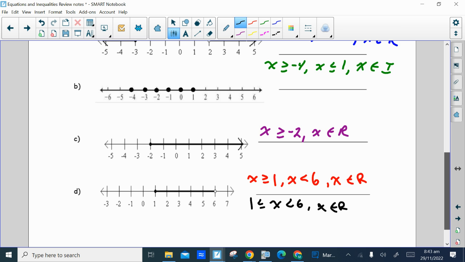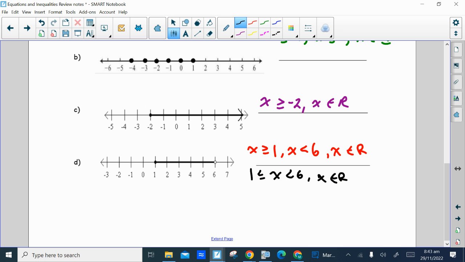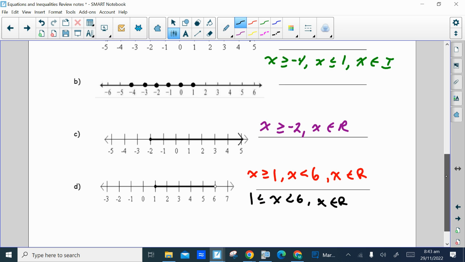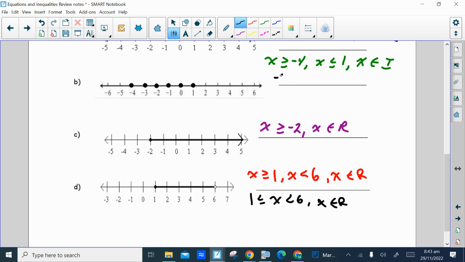Question B could be written in the same way. -4 is less than or equal to x, less than or equal to 1, and again, x is an element of integers. So either way is fine. It doesn't matter. Two separate statements or one continuous statement. You just have to make sure that your inequality symbols are pointed in the right way.